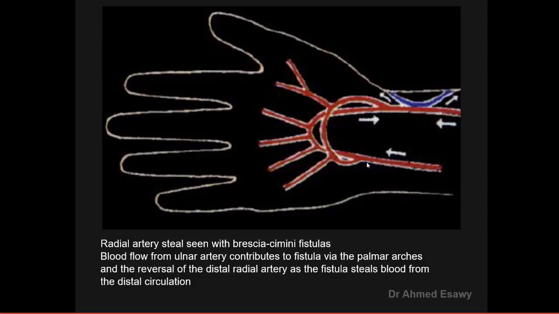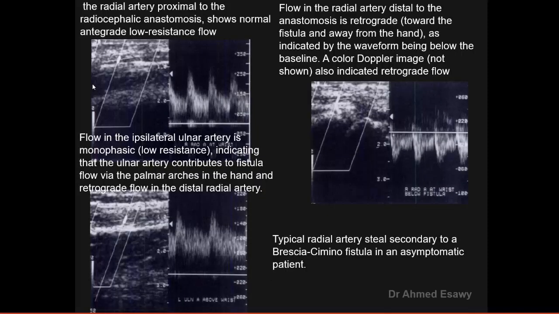Blood flow from the ulnar artery continues to the fistula via the palmar arch, with reversal of the distal radial artery as the fistula steals blood from distal circulation. Reversal of flow in the radial artery. The radial artery proximal to the radiocephalic anastomosis shows normal antegrade low resistance flow. Flow in the radial artery distal to the anastomosis shows retrograde flow toward the fistula, away from the hand, as indicated by the waveform below baseline.